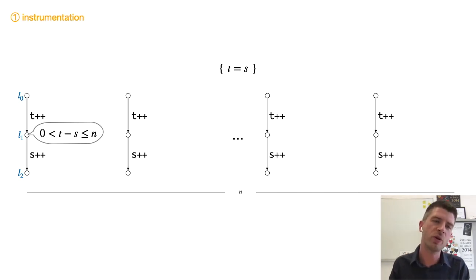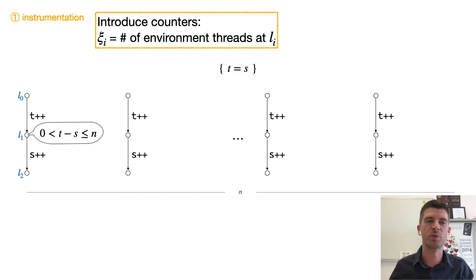What we will do is introduce auxiliary counter variables, one for each program location. Note that our program here has 3 program locations, L0, L1, and L2. We will introduce one counter per program location such that the value of this counter equals the number of environment threads at that particular location.